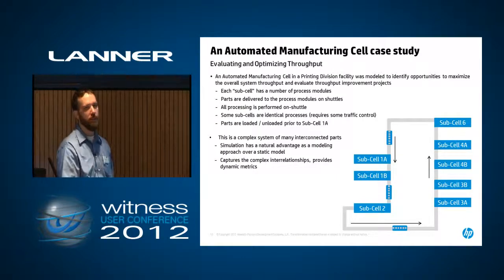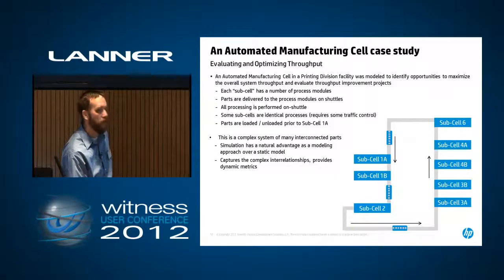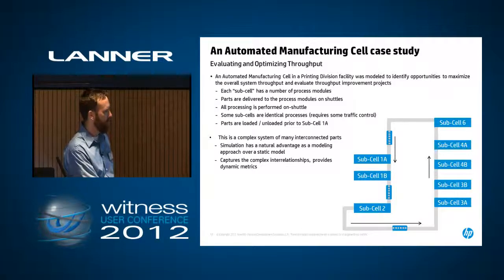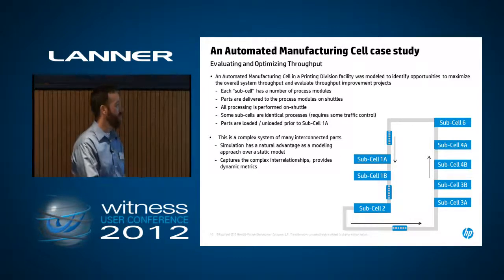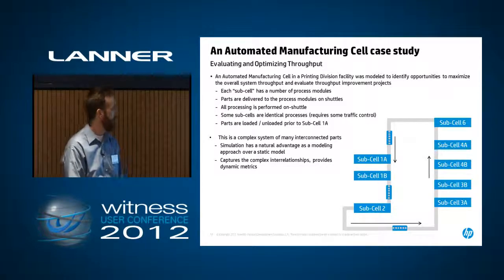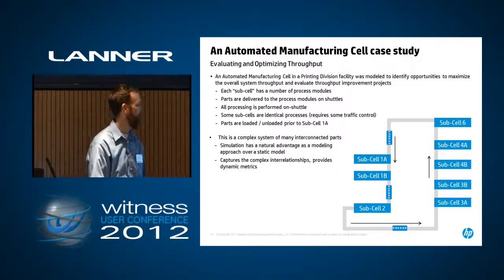Now, typically, we would use some kind of spreadsheet static model to look at how many of these subcells we'll need, how many shuttles we'll need, all this sort of thing. But this type of system gets really complex very quickly because everything's interconnected. And so this is where simulation has a natural advantage over that kind of static modeling.